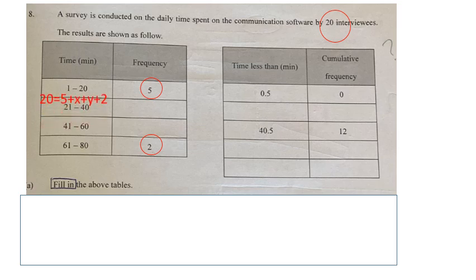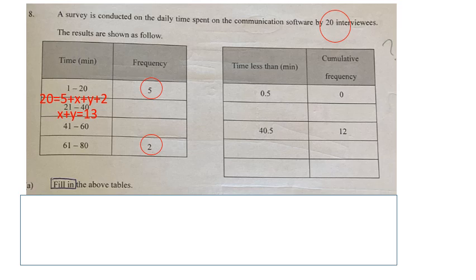20 minus 5 minus 2 is the number of interviewees between 21 to 60 minutes. So let's say from 21 to 40 minutes, we have X interviewees. From 41 to 60 minutes, we have Y interviewees. So 20 is equal to 5 plus X plus Y plus 2. We got X plus Y equal 13.